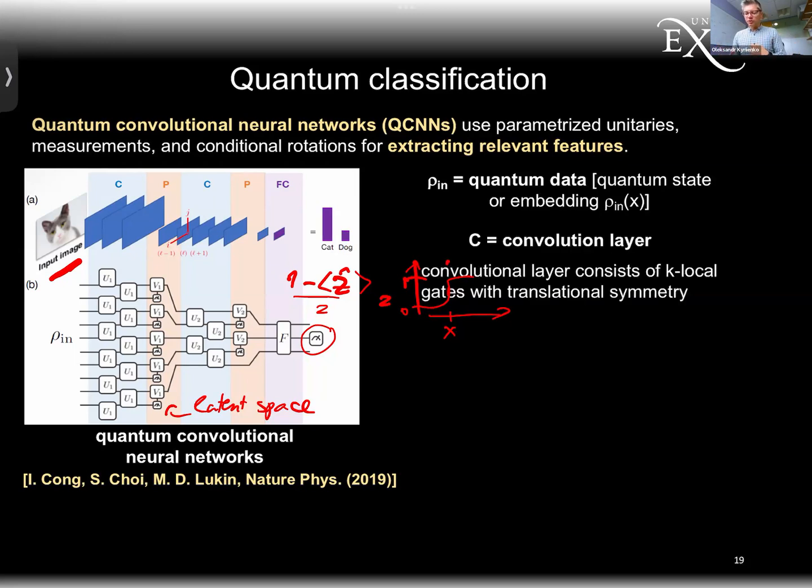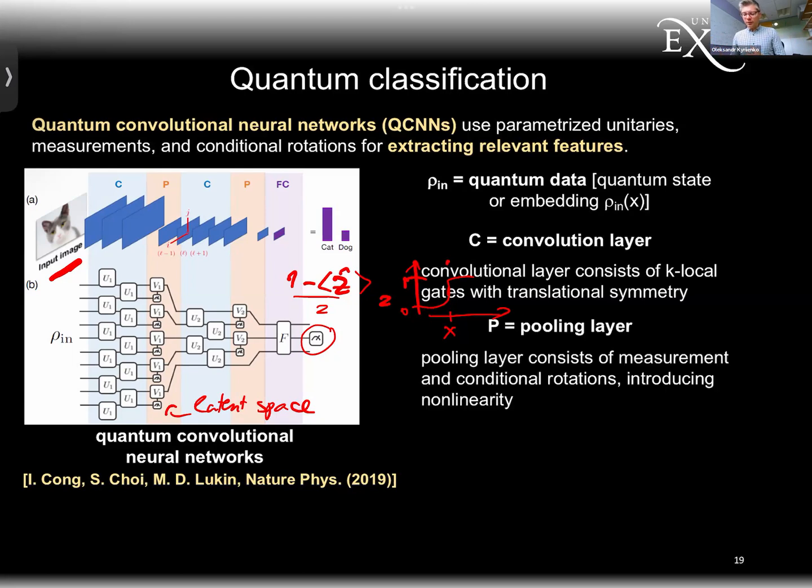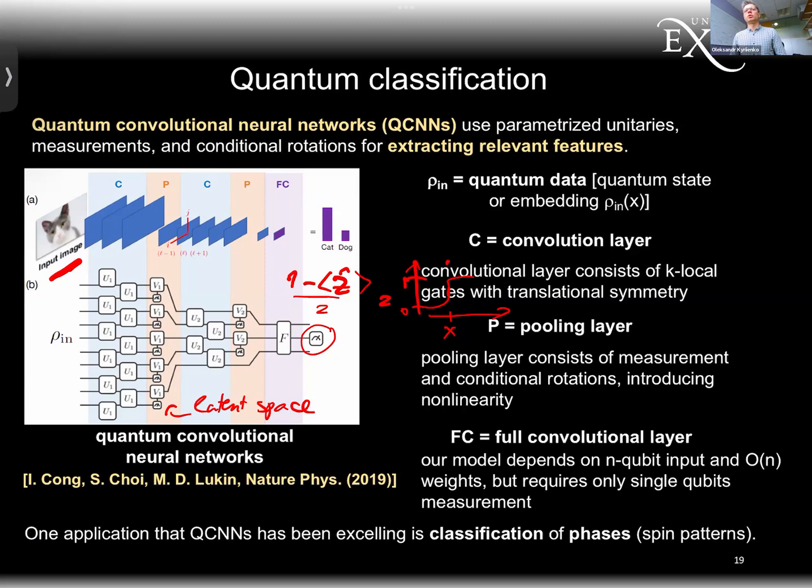Then you have a convolutional layer, which consists of the same operations, and because U1 is the same on every pair, it's translationally invariant, so it actually has the property that translating the image will not change the information. You have pooling layers that conditionally rotate something, and it applies effective nonlinearity. And then the fully connected layer will just finish the classification. So one way these quantum convolutional neural networks were applied is to classify phases and spin patterns.